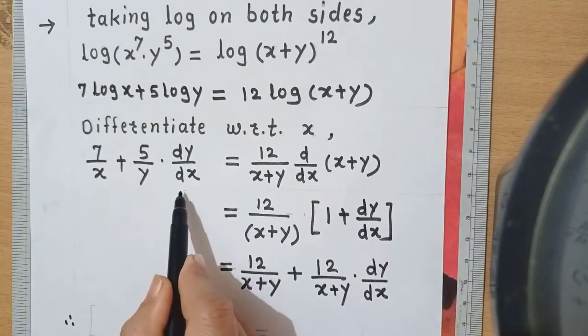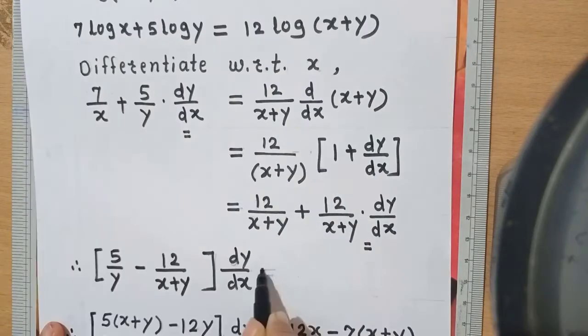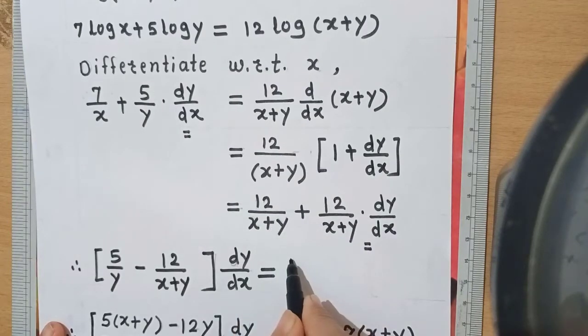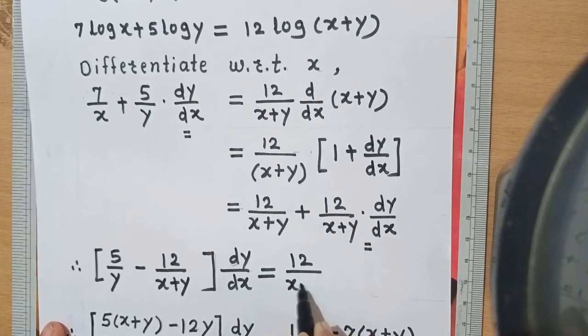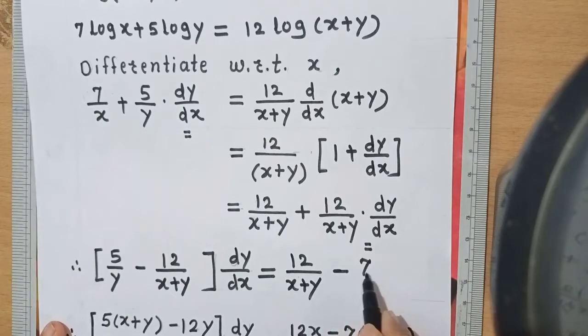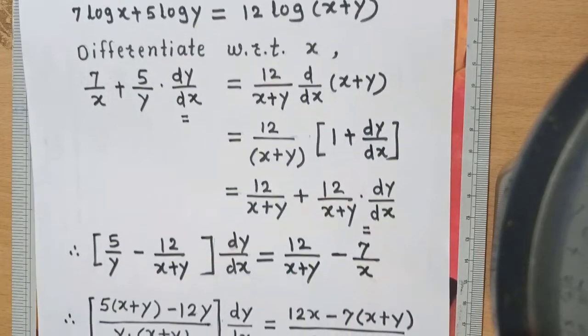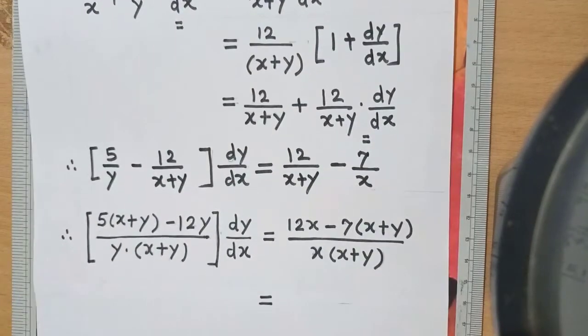Now check here in the left hand side dy by dx term, here also dy by dx term. So collect this term, that is equal to, keep this term as it is, and again move this term to the right hand side. It will become minus. Now again we will use cross multiplication. Multiply this to this to this, and multiplication of this, and same here. So we have this step.